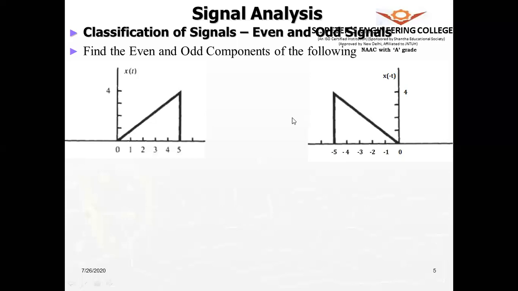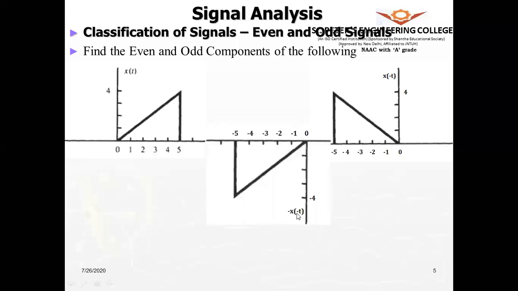So therefore, we get the signal minus x of minus t by folding this along the x-axis. Now this is x of t and this is minus x of minus t. The formula to compute the odd component is you have to add these two and take the average of this.